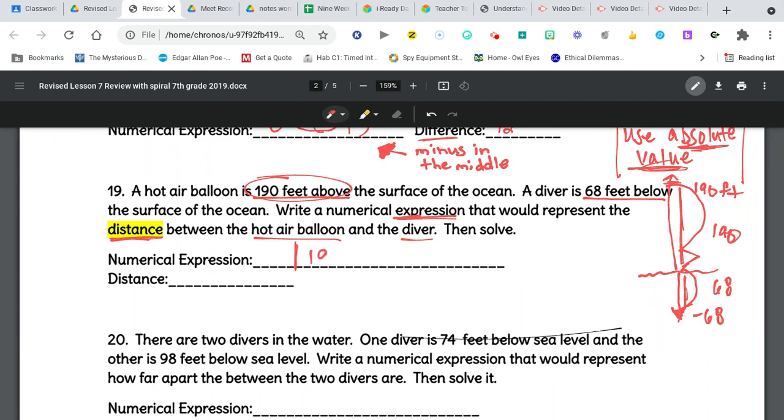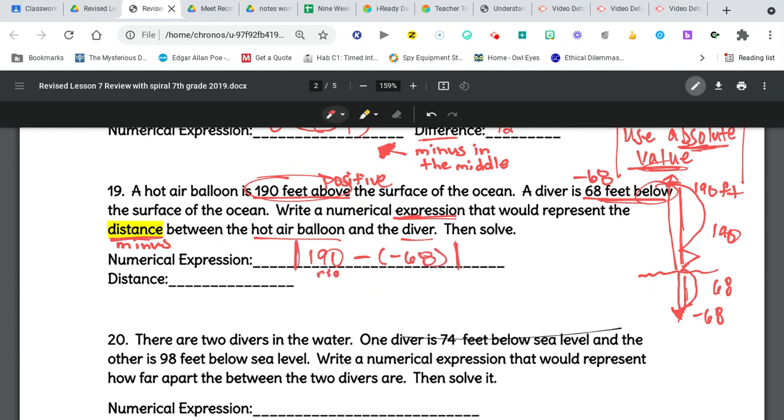So I'm going to start off with the 190, and it's positive because it uses the word above. Minus, not a plus, guys. Minus because distance means minus the numbers, okay? The diver is 68 feet below, okay? The word below indicates that this is -68. So when you subtract a negative, please put that negative in parentheses.